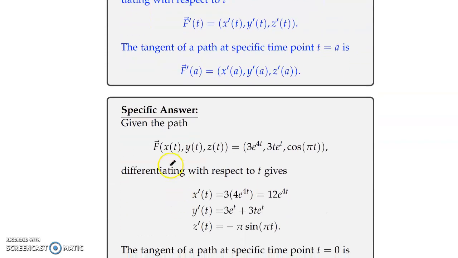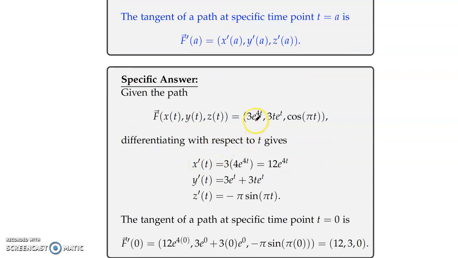So here we have our path f(t) = (x(t), y(t), z(t)) equal to (3e^(4t), 3t e^t, cos(pi t)). So what we do is we break it down into three parts. First, differentiating the x part. So that's differentiate 3e^(4t). The derivative of that is 3 times 4e^(4t), because the 4 comes down. So 12e^(4t).